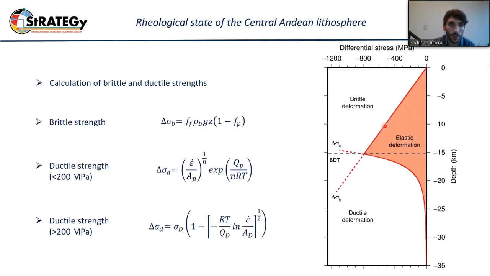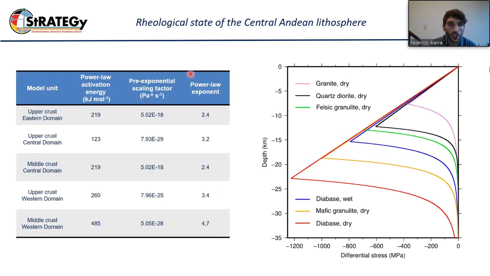At all depths in the model, both brittle and ductile strength were calculated, with the resulting strength at each point being defined by the lowest of the two, as shown here in the graphic, where ductile strength is lower than brittle strength. The rheological properties for the calculation of the ductile strength were taken from published laboratory experiments on common rock types and were assigned in accordance with the lithology of each of the units, taking care that felsic units were always weaker than mafic units.